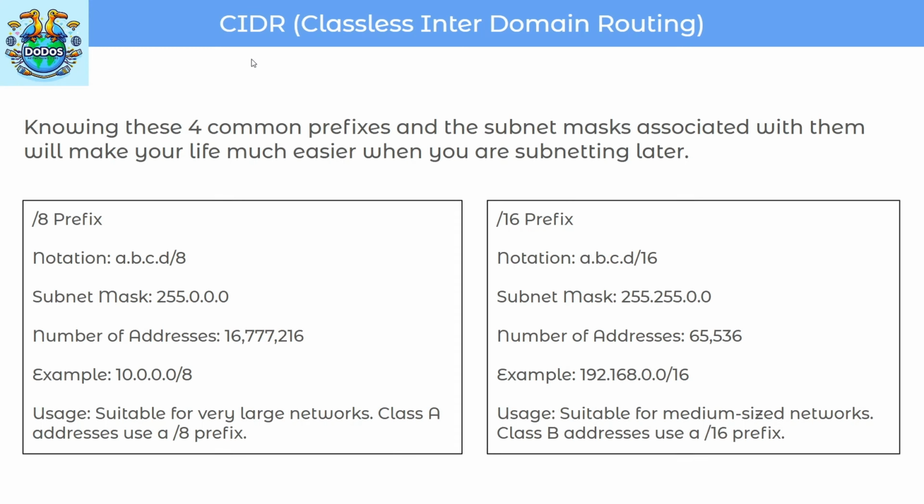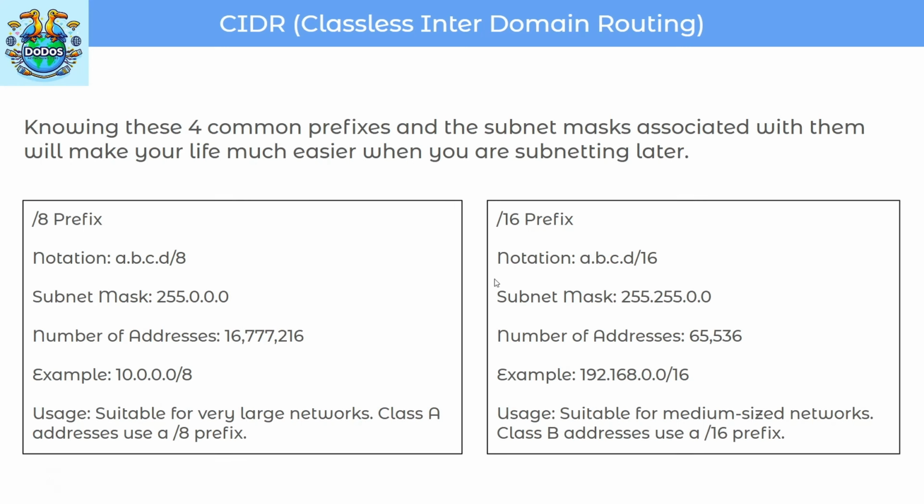Now moving on to CIDR, or Classless Inter-Domain Routing. Knowing these 4 common prefixes and the subnet masks associated with them will make your life much easier when you're subnetting later. So there's the /8 prefix, where the notation looks like this, where it would be some range of bits, and then the /8. The subnet mask looks like this, and the number of addresses the /8 prefix holds is that number. An example looks like this, and it's used for very large networks. Class A addresses use a /8 prefix.